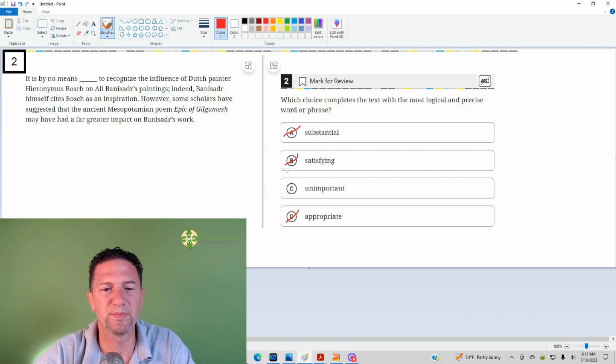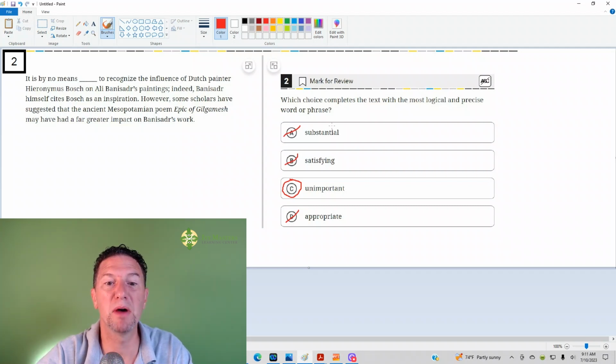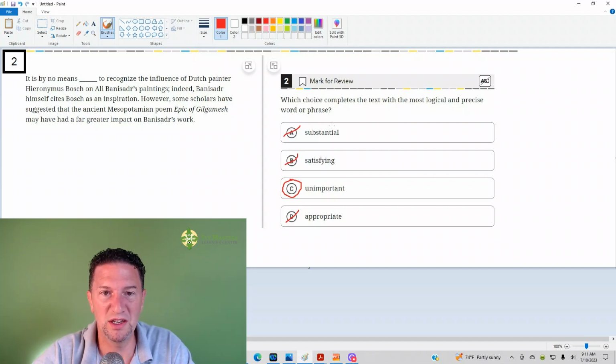So answer choice C is going to be your best answer here. Honestly, I don't love this answer choice. I think by no means surprising, maybe better fit here. But answer choice C is the best answer.